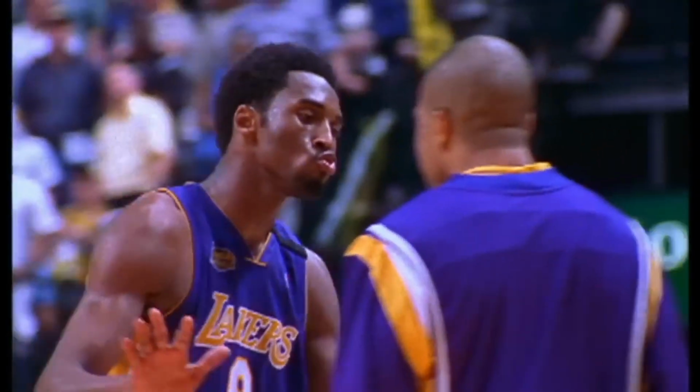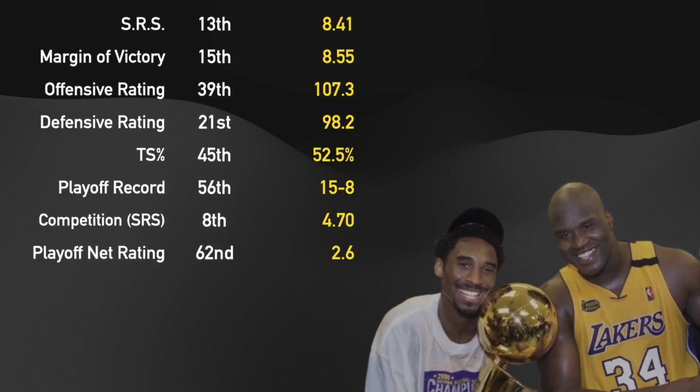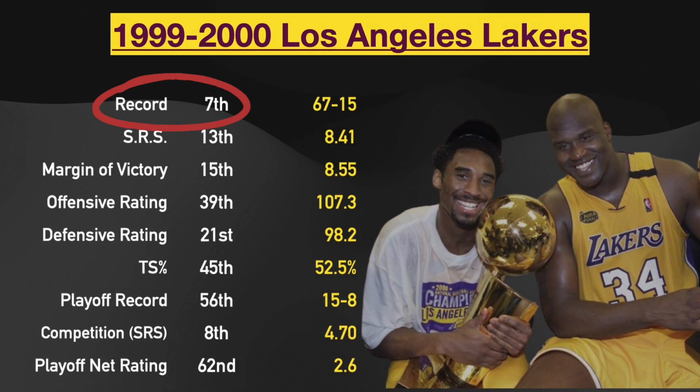The next team we have is the 1999 and 2000 Lakers. This team was the first championship that Kobe and Shaq won together. The team was an absolute beast in the regular season. They finished with a record of 67-15, which ranks them 7th all-time in championship teams. The Lakers of 2000 also had one of the best margins of victory and SRS scores. The Lakers this year placed in the top 15 in both of these stats, with a margin of victory of 8.55 and an SRS of 8.41.